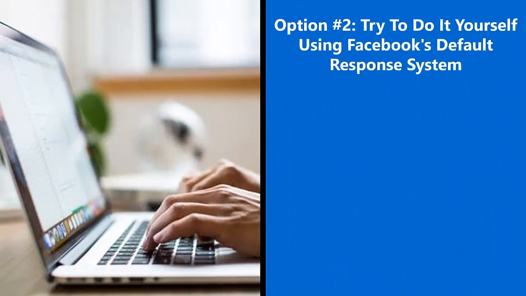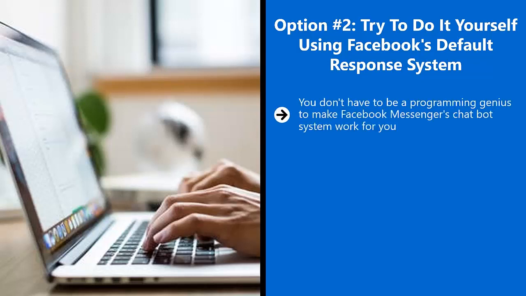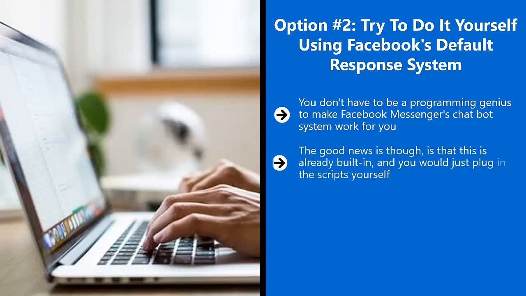Option number 2, try to do it yourself using Facebook's default response system. You don't have to be a programming genius to make Facebook Messenger's chatbot system work for you. Facebook does allow an automated response system for its Facebook pages. You have to turn on the feature, and then you have to get permission from Facebook. This is not automatic. The good news, though, is that this is already built in, and you would just plug in the scripts yourself.